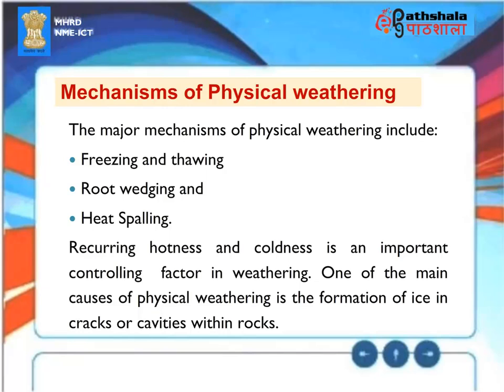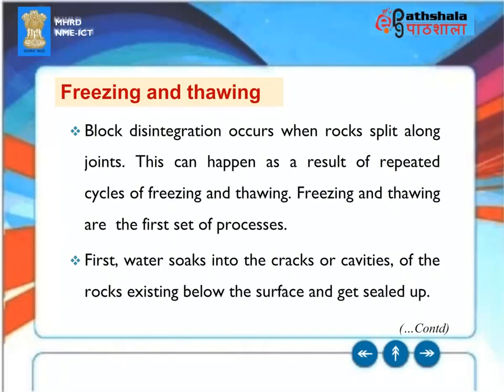One of the main causes of physical weathering is the formation of ice in cracks or cavities within rocks. Freezing and thawing. Block disintegration occurs when rocks split along joints. This can happen as a result of repeated cycles of freezing and thawing. Freezing and thawing are the first set of processes.